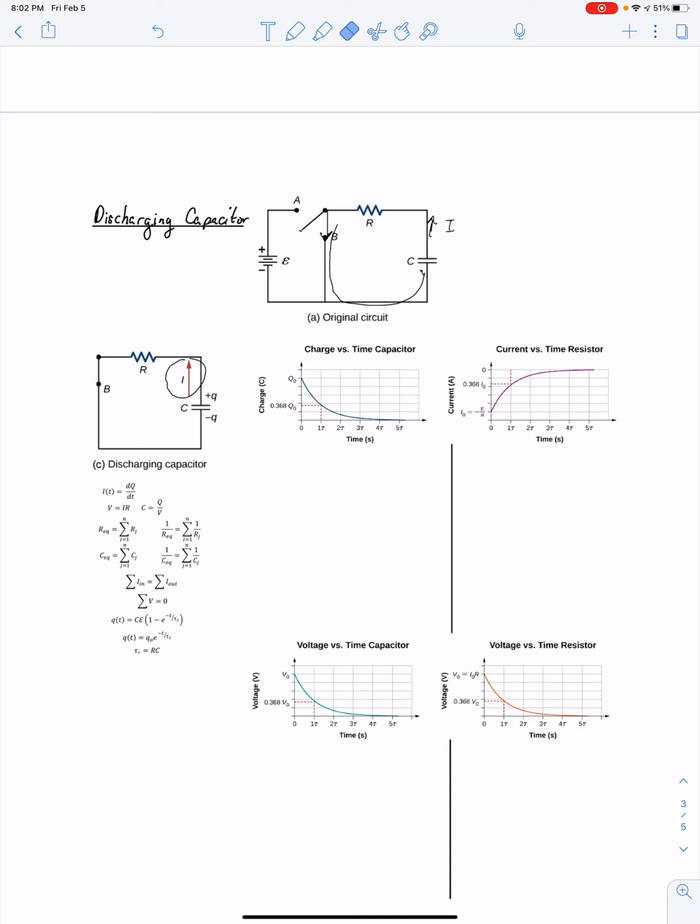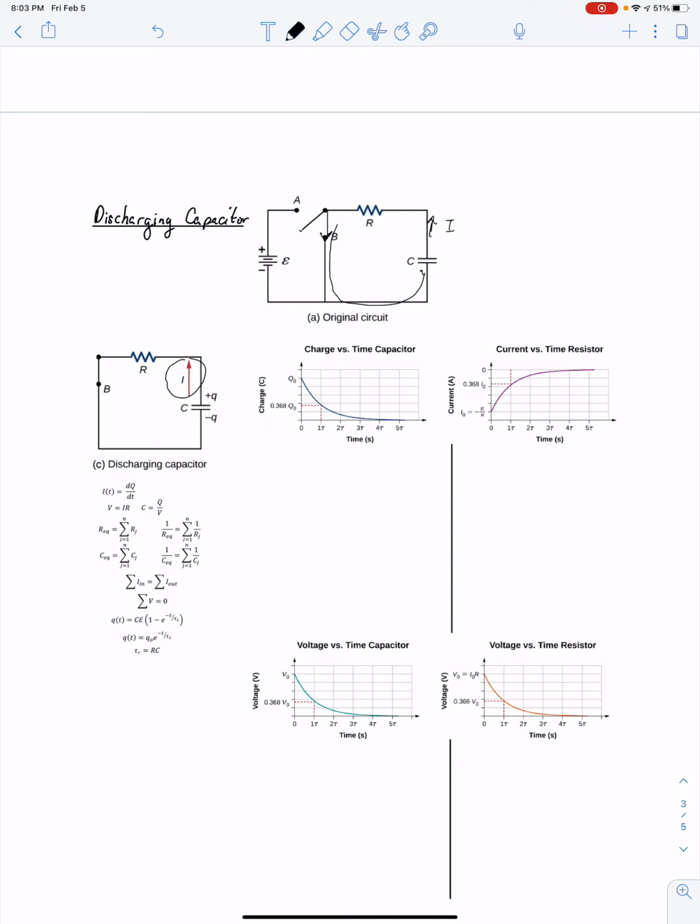In this situation, we no longer have a battery to be concerned for. So we just have to concern ourselves with the capacitor and the resistance. It still follows the same process as Kirchhoff's rules.